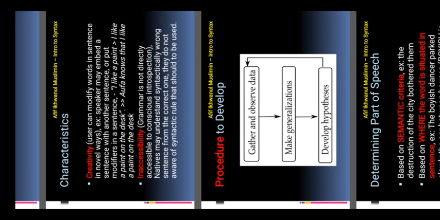The fourth characteristic of syntax is inaccessibility. So here the grammar is not directly accessible to conscious introspection. Conscious means aware, or sadar.